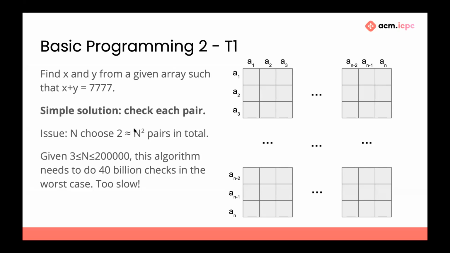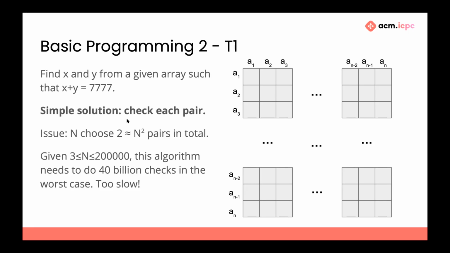But in the worst case, that means checking n minus 1 elements for every n elements, which, according to Tony's previous slides, is O of n squared. That is actually pretty bad because according to the input constraints, n could be as big as 2 million, which means in the worst case, we might have to do 40 billion checks, which is too slow. And your program will most likely TLE.